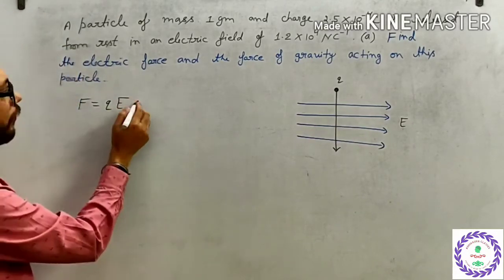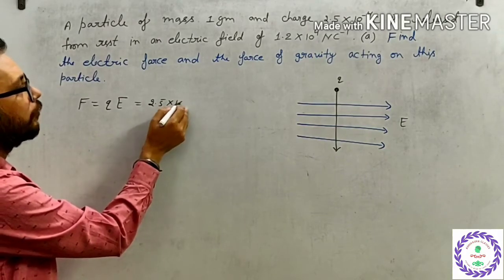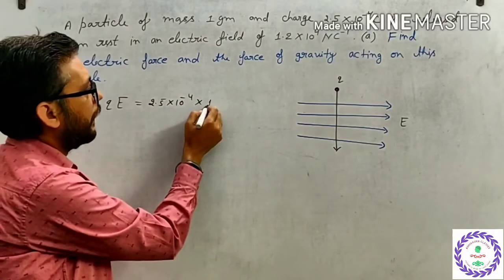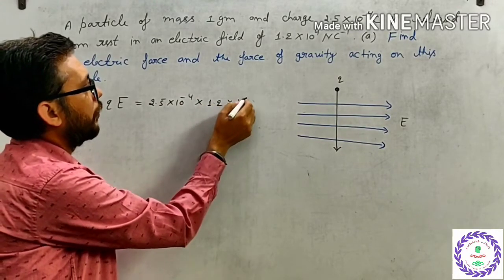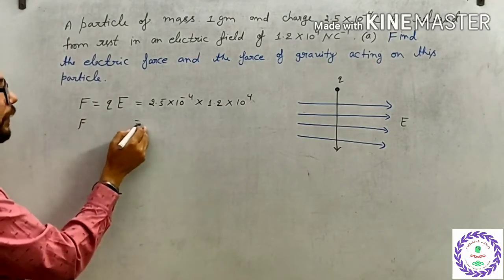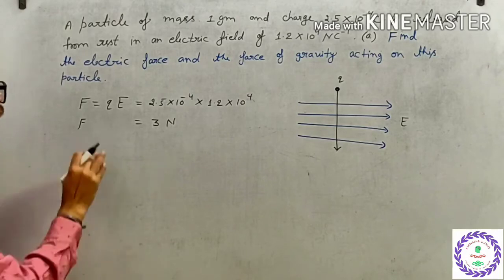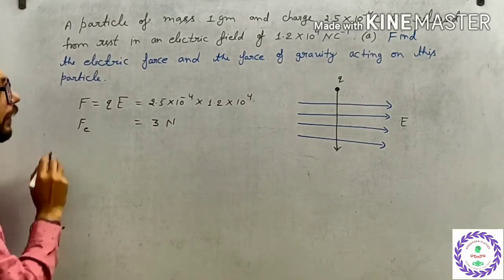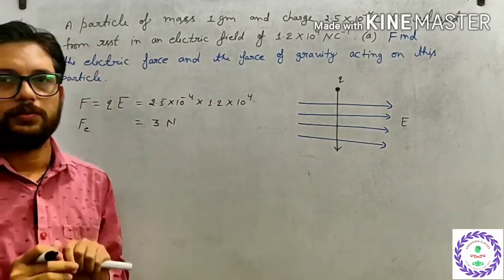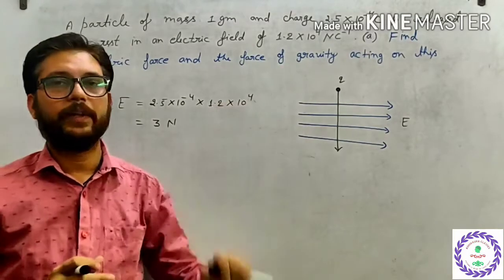So when we put the value of q, it is 2.5 into 10 to the power minus 4, and the value of the electric field is 1.2 into 10 to the power 4. So F will be 3 Newton. So this force will be the electric force. Find the electric force. So we have calculated here the electric force, and now the force of gravity.